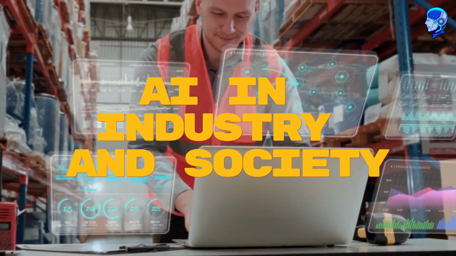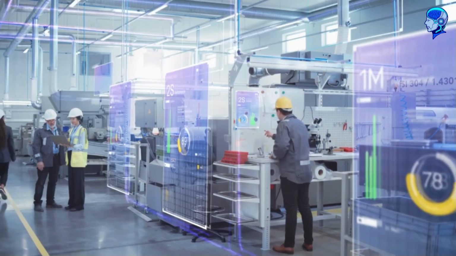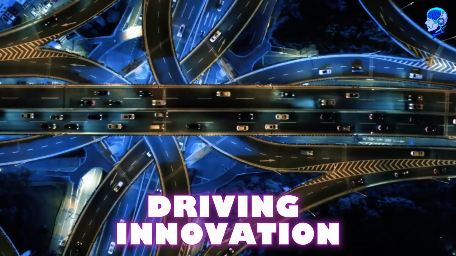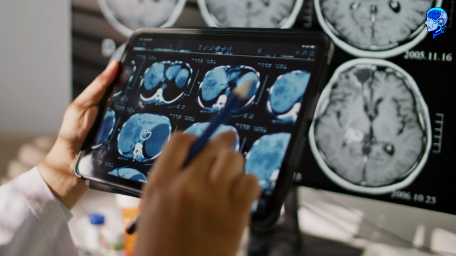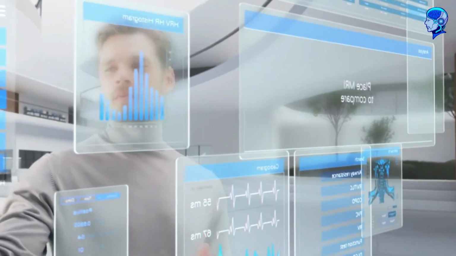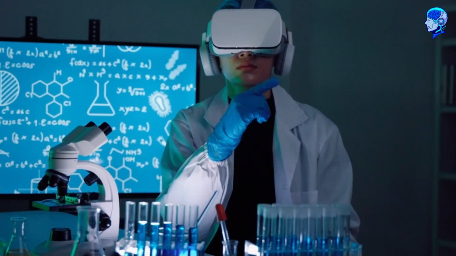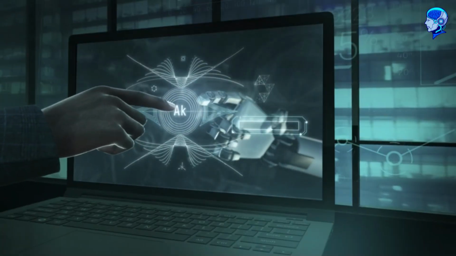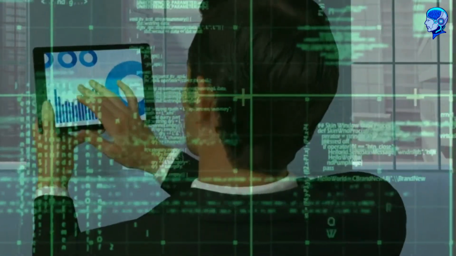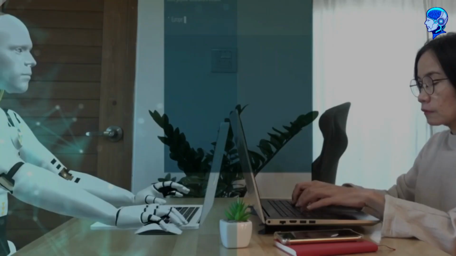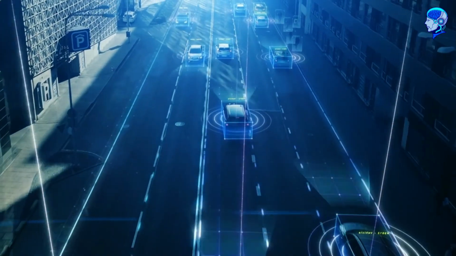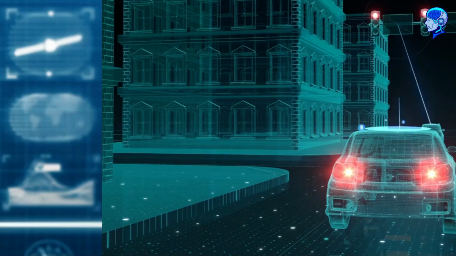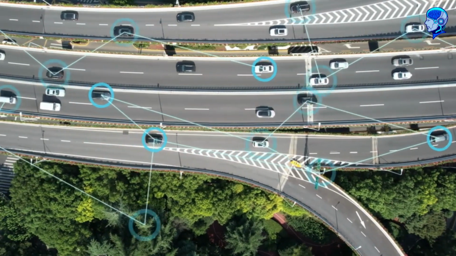AI in industry and society. AI has permeated various industries, transforming business processes, enhancing productivity, and driving innovation. In healthcare, AI applications range from medical image analysis and diagnosis to personalized treatment recommendations and drug discovery. Financial institutions leverage AI for fraud detection, risk assessment, algorithmic trading, and customer service automation. The transportation sector benefits from AI-powered navigation systems, predictive maintenance, autonomous vehicles, and traffic management solutions.